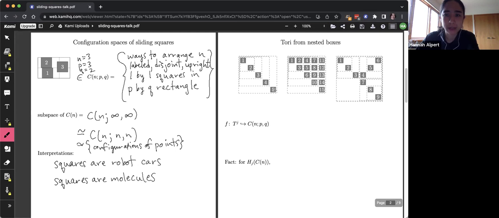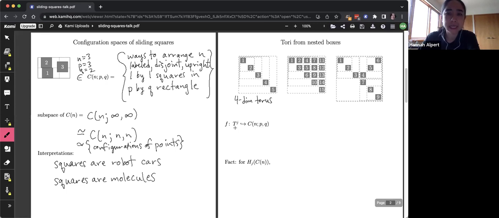And then you keep iterating that. And in this picture, how many parameters do we have? 1, 2, 3, 4, we get a 4-dimensional torus in the configuration space. So an injection from, well, here I wrote a J-dimensional torus into the configuration space. And from that, we can get a homology class.